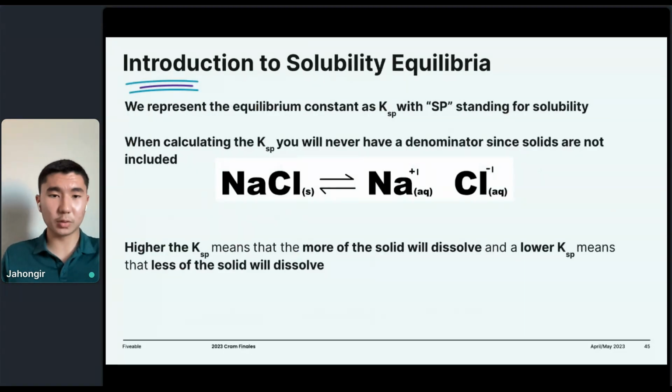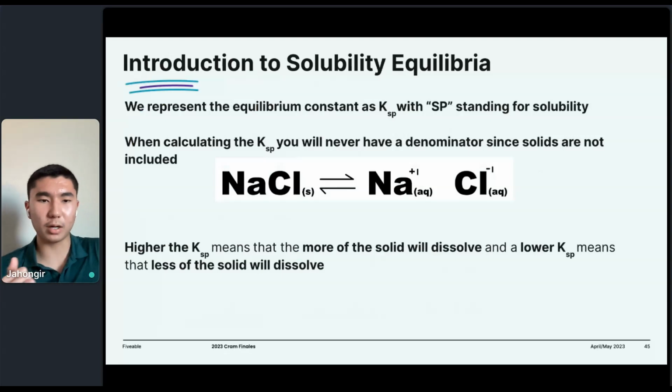And this represents the equilibrium constant with KSP. And the SP stands for solubility. So anytime a question asks you about KSP, it's talking about solubility. And when you're finding your KSP, you can forget about the reactants because it's obviously going to be a solid, and you only account for the products. And a higher KSP means that more of the solid will be dissolved, and a lower KSP means that less of the solid will be dissolved.